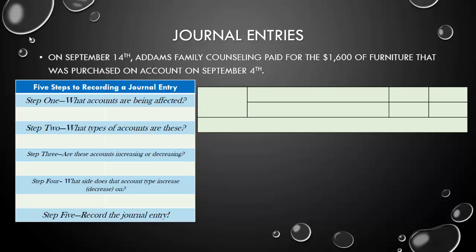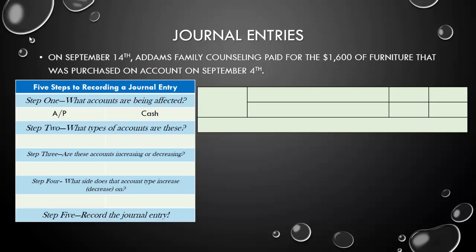Next up, on September 14th, Adams Family Counseling is paying for the $1,600 of furniture that we purchased on September 4th. So we owed money when we purchased this furniture, but now we're paying off our debt, which means we're not going to owe the money anymore. And since we're not going to owe the money anymore, we know that one of the accounts that's going to be affected is the account which keeps track of how much money we owe to other parties for general business purposes, and that is accounts payable. The other account being affected is going to be our cash because we're paying to get out of debt.